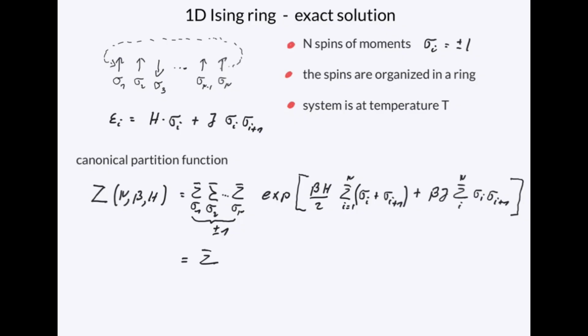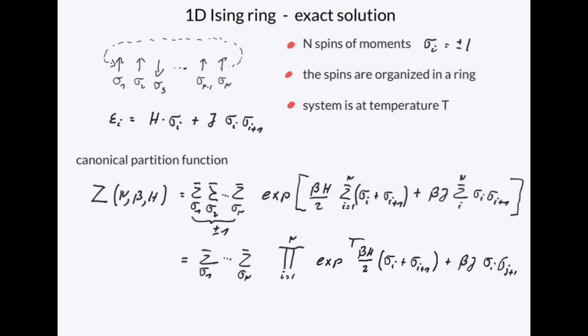Now we rewrite the equation by turning the sum in the exponent into a product on all spins i from 1 to n of e to the power beta h half (sigma_i plus sigma_i+1) plus beta J sigma_i sigma_i+1.